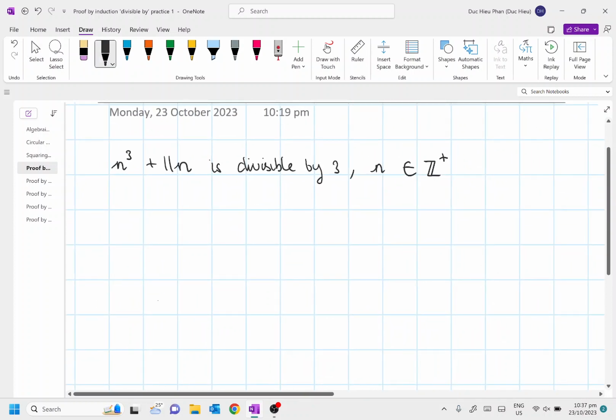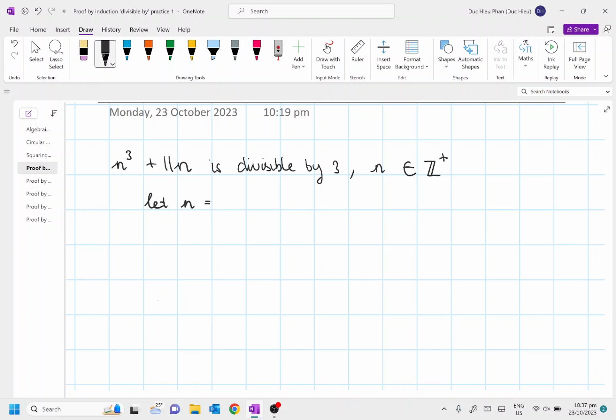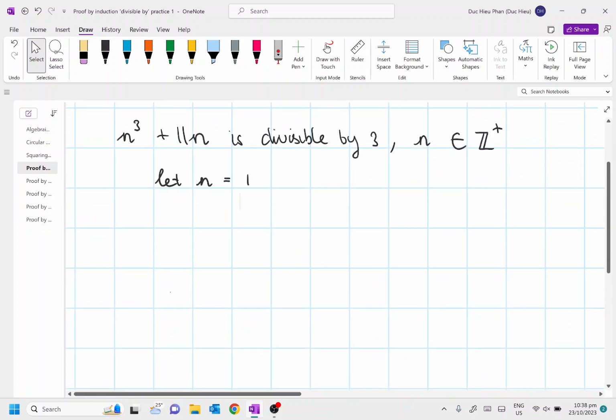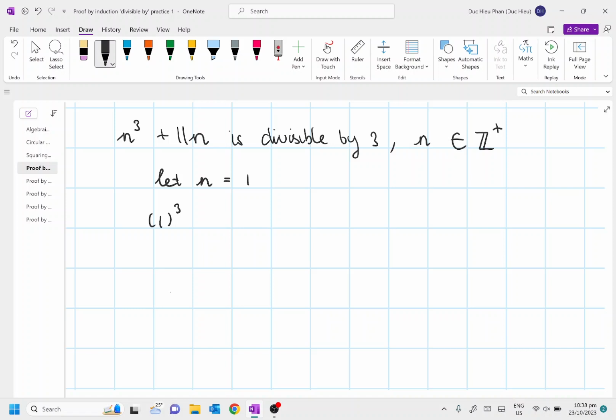So I'm going to be really thorough with the steps for this first question, as a refresher for how to do proof by induction questions. So we start off with the smallest value of the set allowed. So n belongs to the set of positive integers. The smallest number in that set is 1. So we start with let n equals 1. Substitute 1 into here.